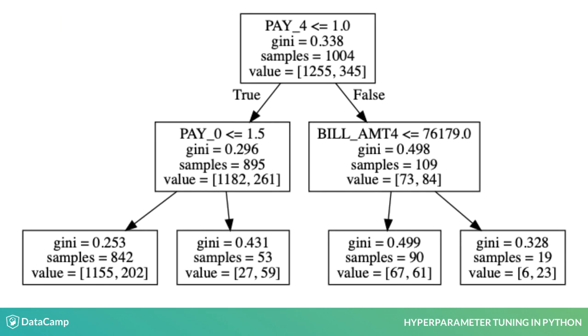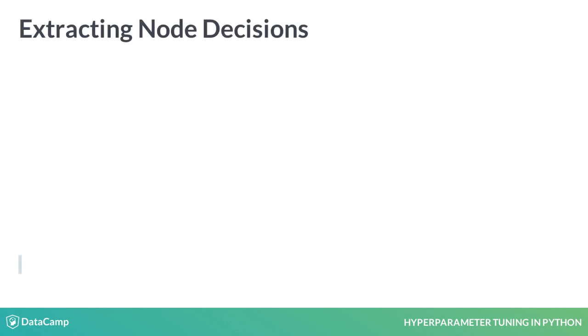Here, we see a graph of the nodes, including the variables and values used in the splits. We can see that the very first split was on the variable pay_4, and it sent samples left or right, depending if they had a value above or below 1 for this variable. Do you remember setting this decision? I certainly don't. So how do we pull out the splits we saw here visually in a programmatic way?